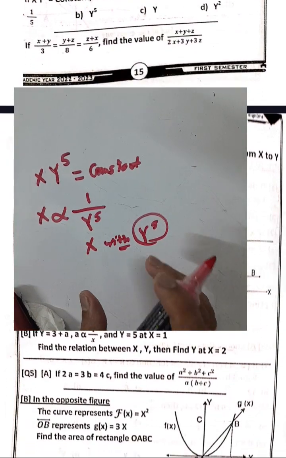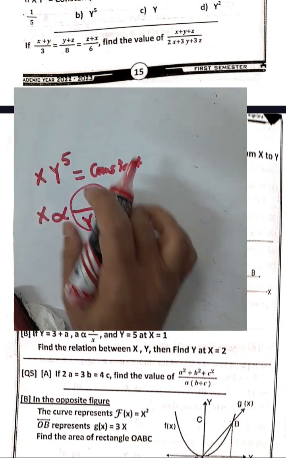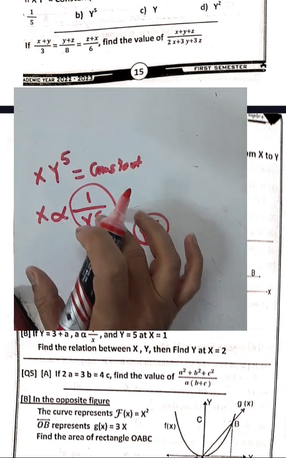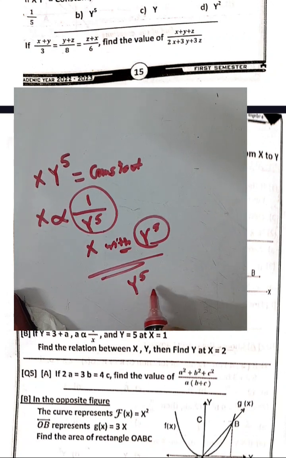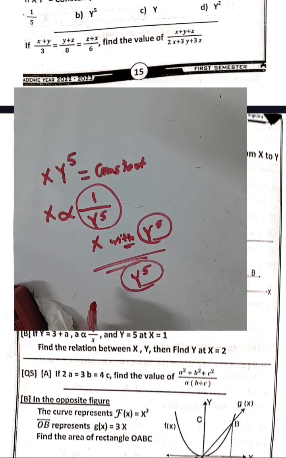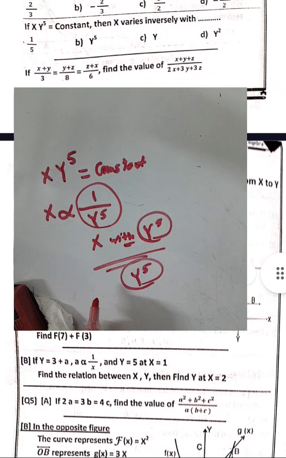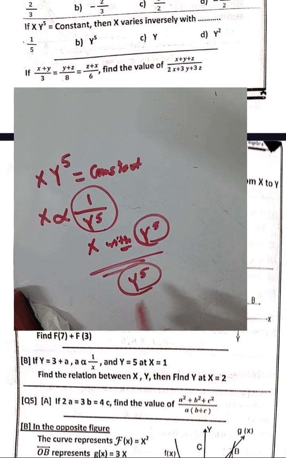But if he asked about it directly with this term, it would be 1 over y power 5. But in this example, the result will be y power 5, because we want to find what x varies inversely with. Choose letter B.